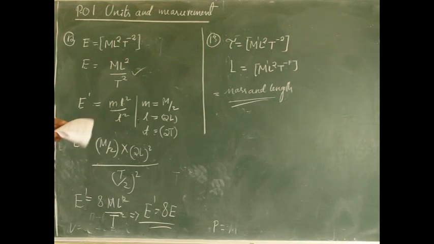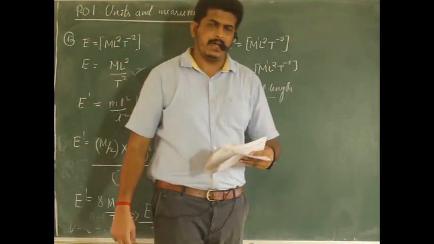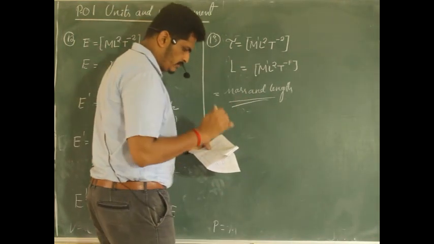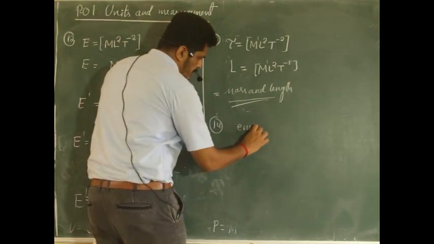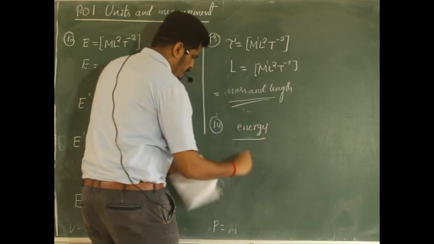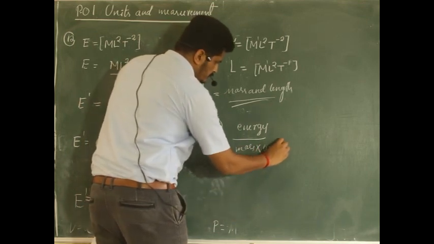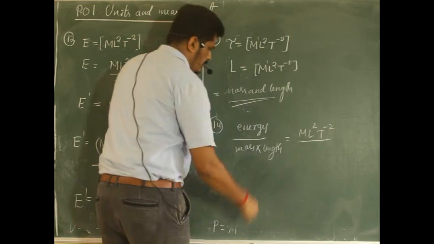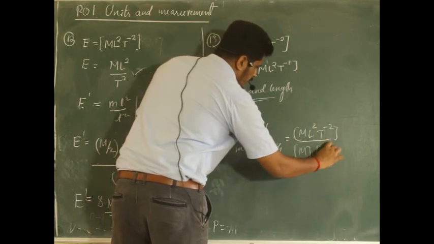Let me go for the further question, question number 14. Let me read the question. The physical quantity which has the dimensional formula as given in the 14th question. Right now we are supposed to find out which physical quantity has the same dimensional formula as the one given. What is that? Energy divided by mass into length. Energy directly I will write down: ML^2T^-2 divided by mass M, let me write the square bracket as well, and here length capital L.